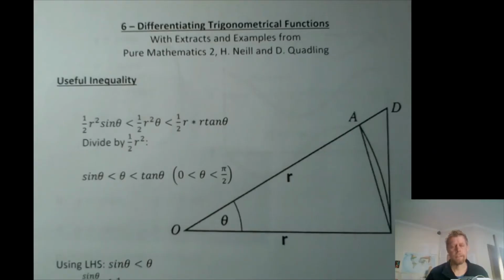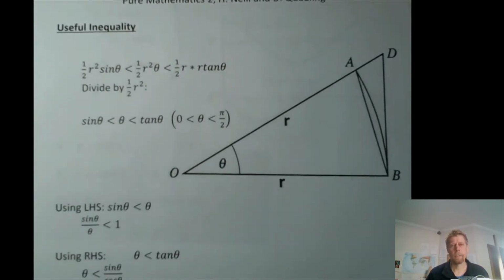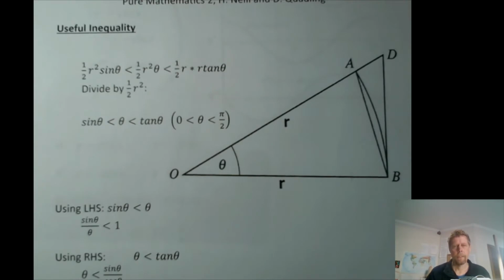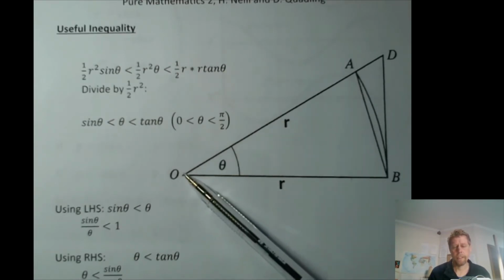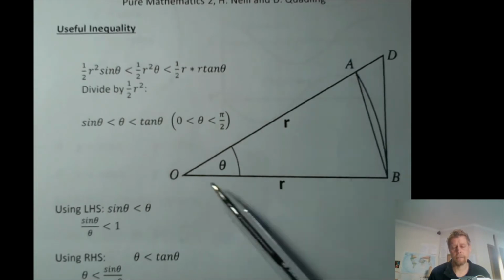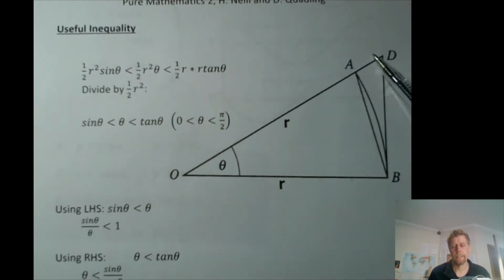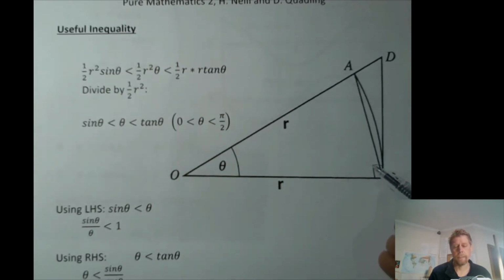Hey Tim, let's look at differentiating trigonometrical functions. Here's a useful inequality that we can develop. If you look at this shape, we've got a triangle and an arc over here. The triangle's at the center of a circle, and then there's an outer triangle with the height here as a tangent to the circle.